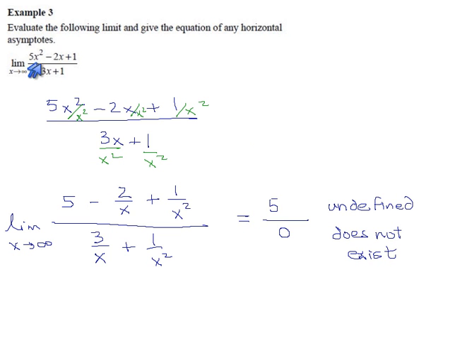Because the numerator's power is 1 greater than the denominator, incidentally, this thing would have slant asymptotes, which we'll talk about later, but for now they're just saying find any horizontal asymptotes, and our answer is there are none.